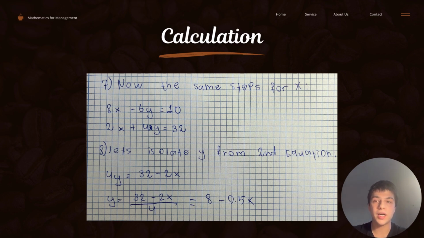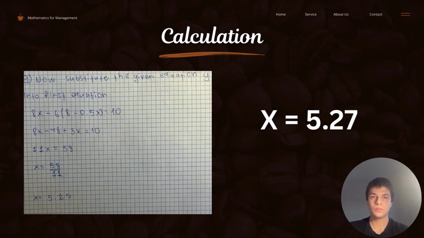Now, let's isolate y from the second equation, which is 4y equals 32 minus 2x, which is simplified to y equals 8 minus 0.5x. Now, for step 9, we just have to substitute the given equation of y into the first equation, which is 8x minus 6 (8 minus 0.5x) equals 10. Now let's simplify. This is going to be simplified as 8x minus 48 plus 3x equals 10.